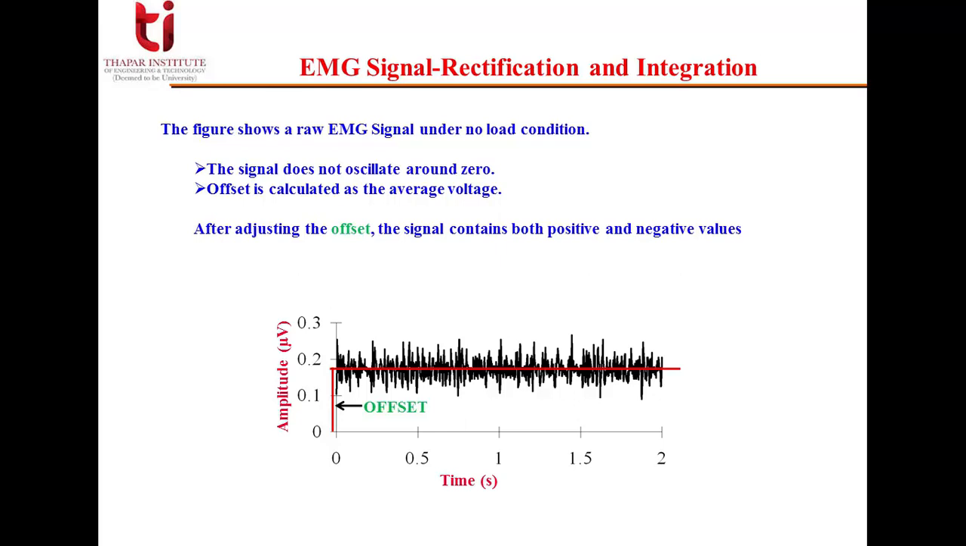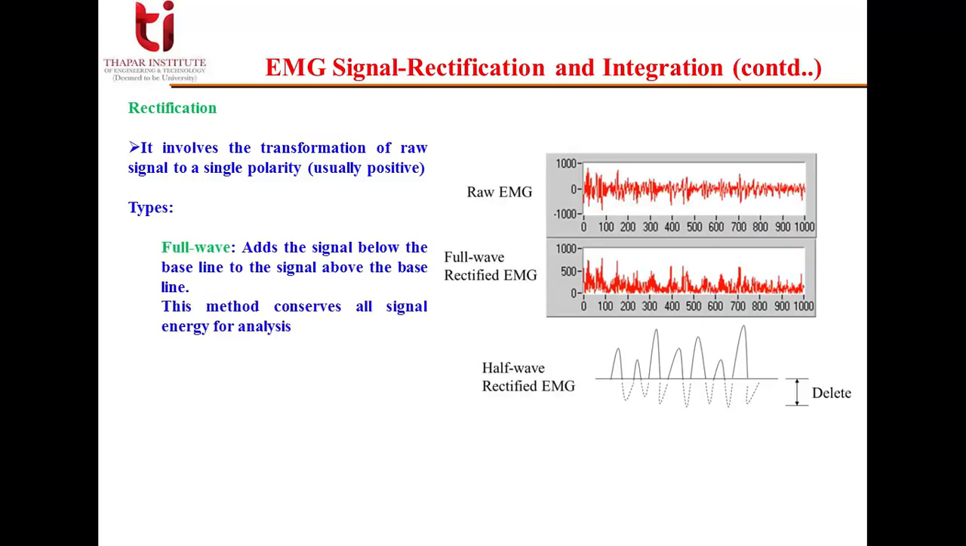Now, because it has values in both positive as well as negative peaks, rectification involves the transformation of the raw signal to a single polarity. Usually we take positive polarity. There can be two different types of rectification, full wave and half wave. Full wave adds the signal below the baseline to the signal above the baseline, meaning the negative peaks are added to the positive. This method conserves all signal energy for analysis. Half wave, on the other hand, deletes the EMG signal below the baseline.